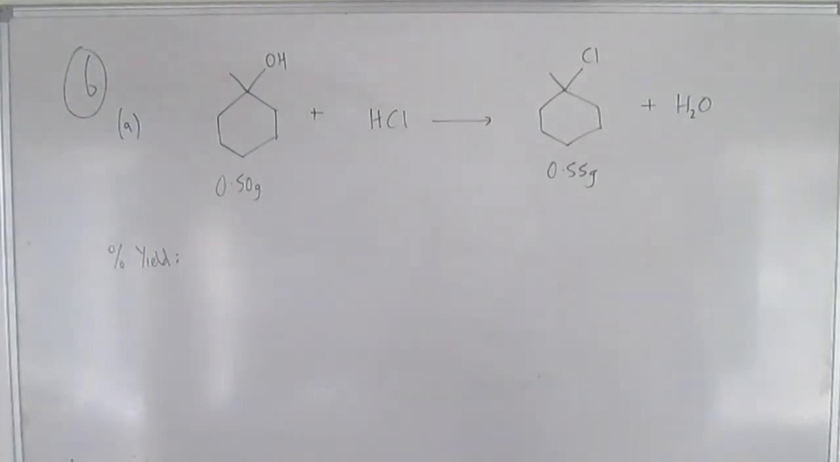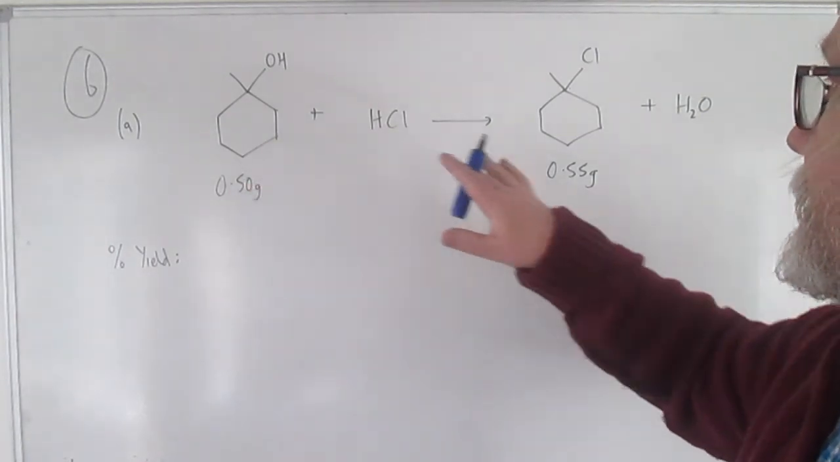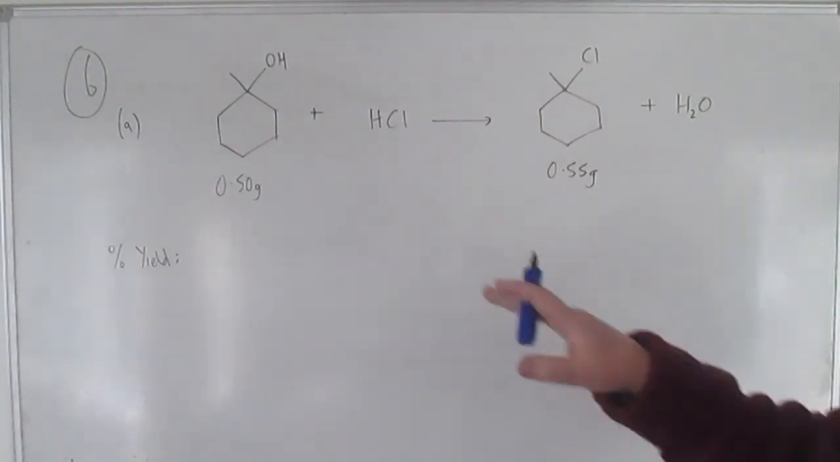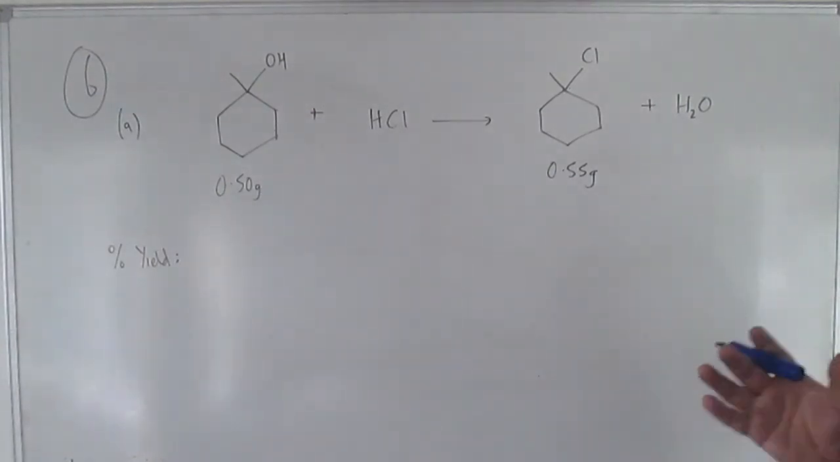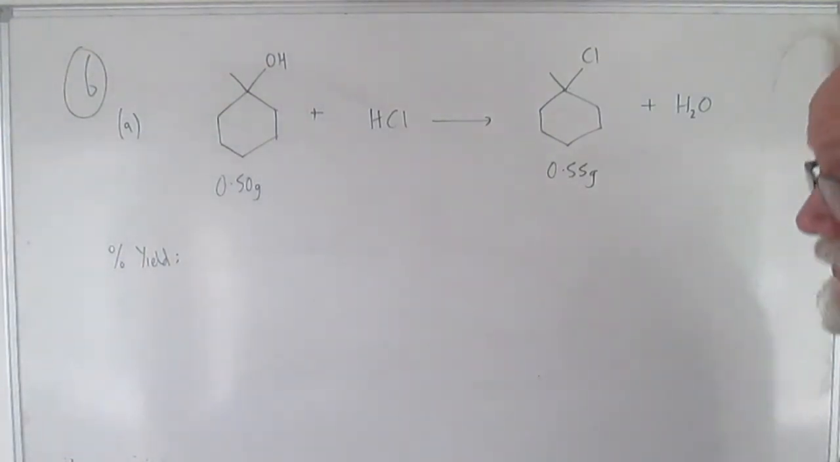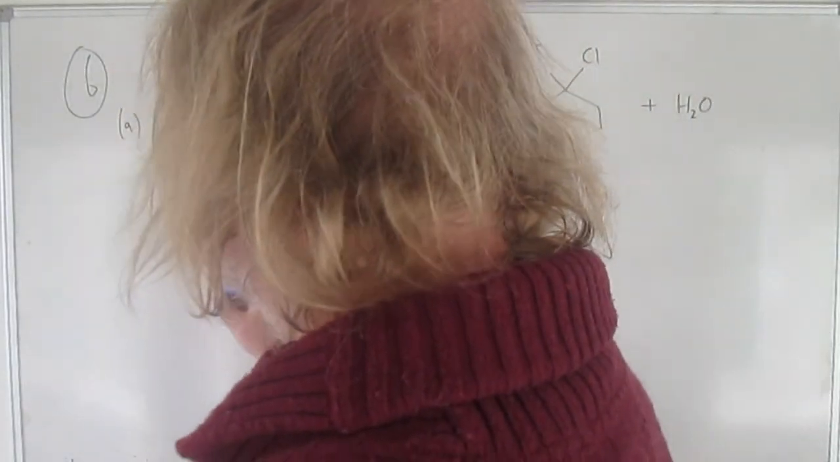So turning then to the percentage yield, the information we're given is that we start with half a gram of this and we end up with 0.55 grams of that. So the mass of the product is actually bigger than the mass of the starting material, but of course that's not what counts, it's the moles that matter. That's what's affecting our percentage yield, because that extra mass comes from introducing the chlorine, not from any magic that we've brought about. So, as always, what you need to do is to turn these masses into moles.